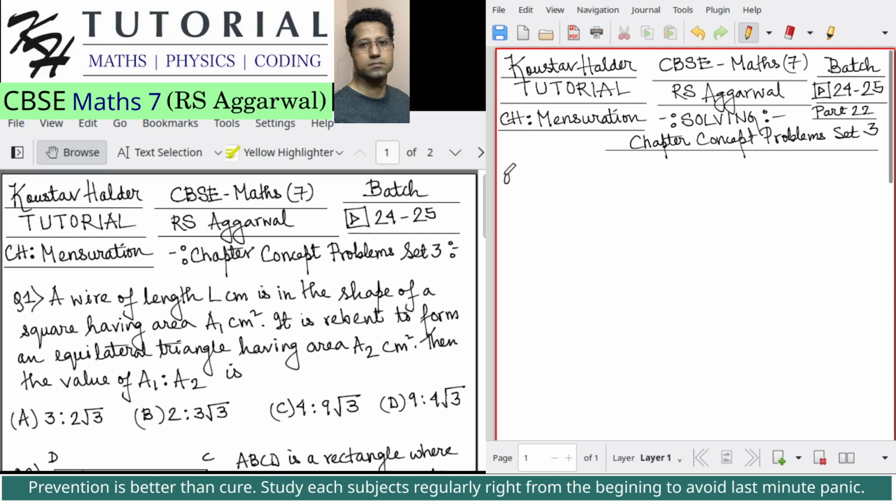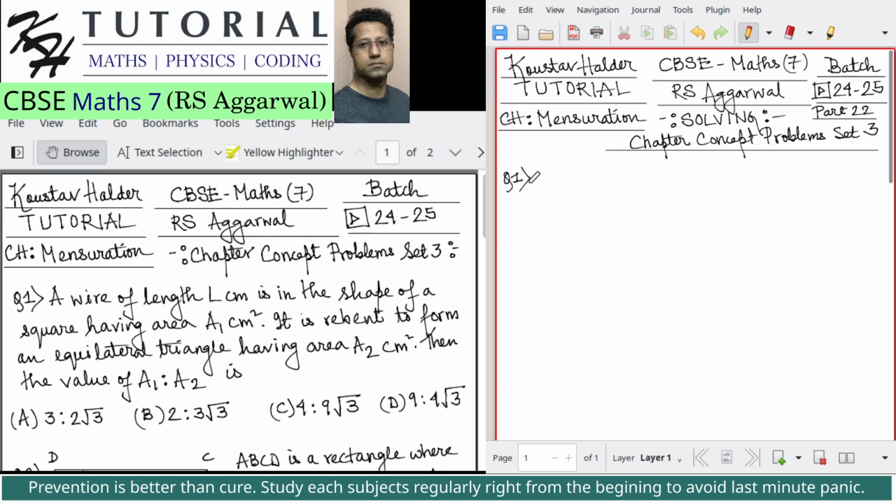Question number 1. The problem says that a wire of length L centimeter is in the shape of a square having area A1 centimeter square. It is reshaped to form an equilateral triangle having area A2 centimeter square. Then the value of A1 is to A2. So it is asking the ratio A1 is to A2.